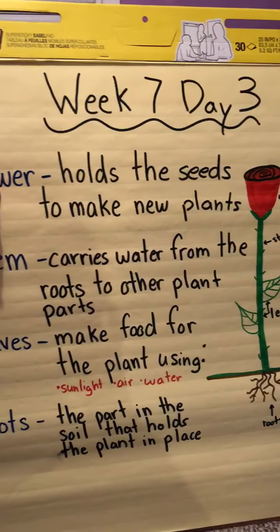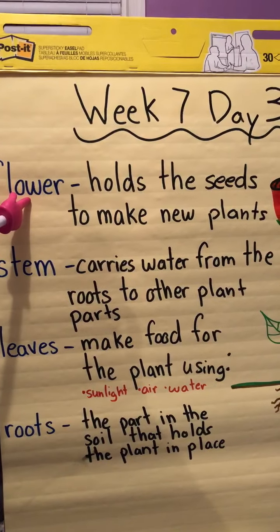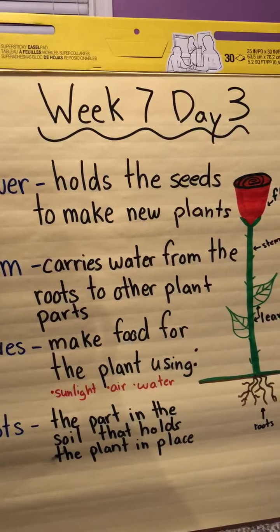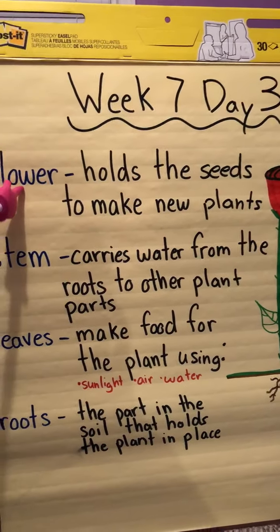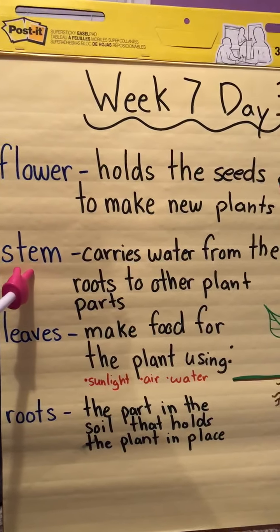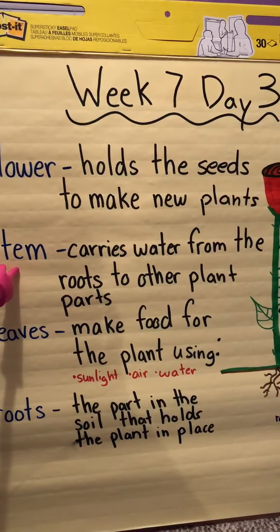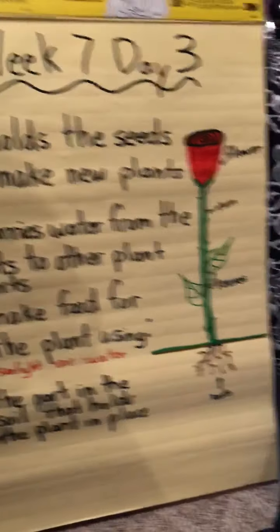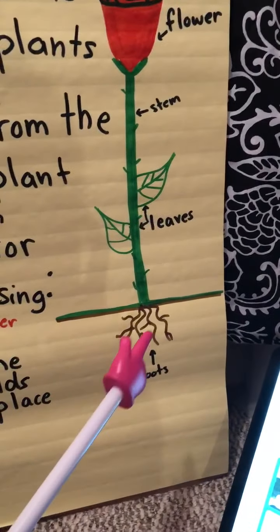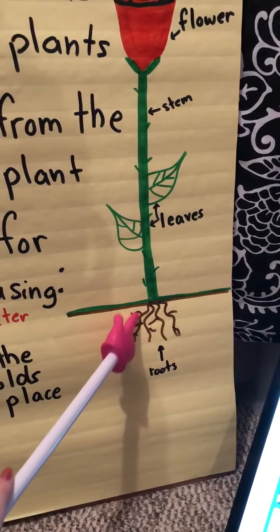So the flower holds the seeds to make new plants. So inside the flower, you'll find seeds. The stem carries water from the roots to other parts of the plant. So I'm actually going to zoom into my picture. So here are the roots down here.